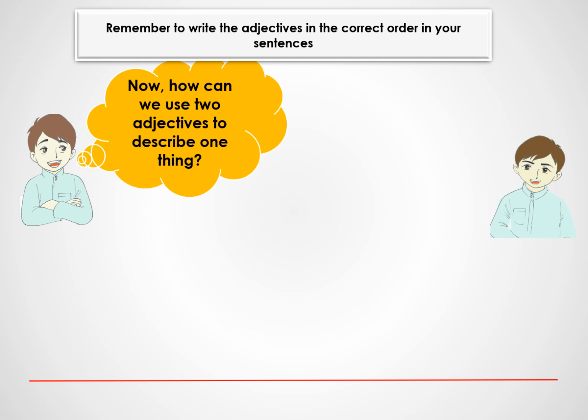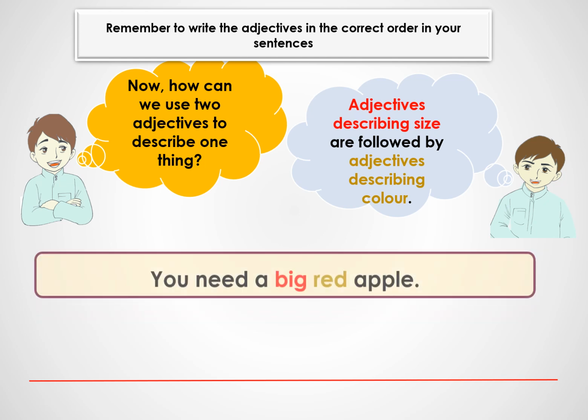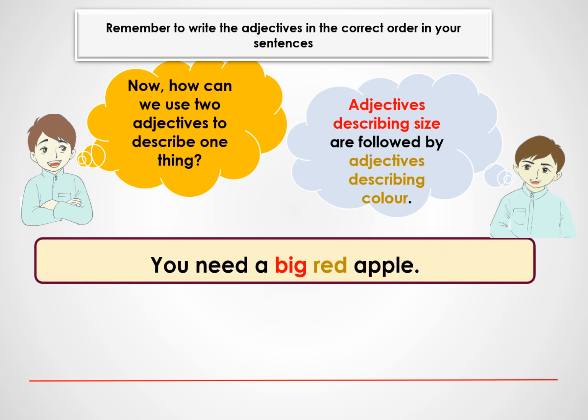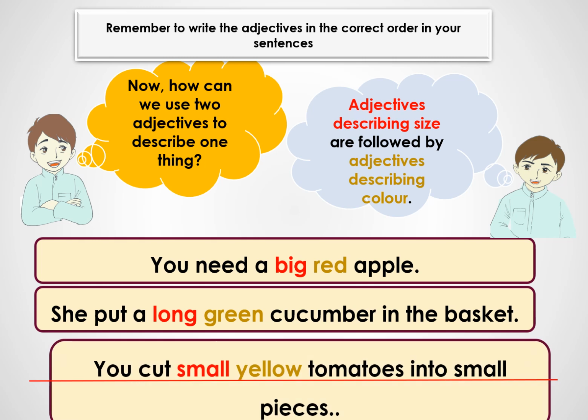Now, how can we use two adjectives to describe one thing? Adjectives describing size are followed by adjectives describing color. Examples: you need a big red apple. She put a long green cucumber in the basket. You cut small yellow tomatoes into small pieces.